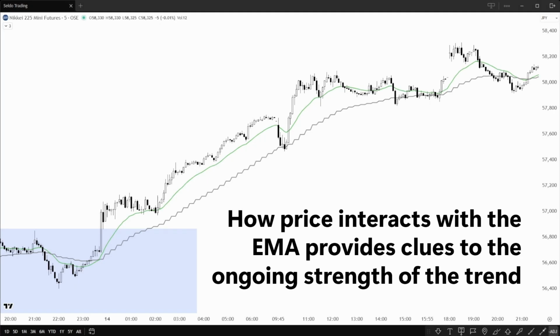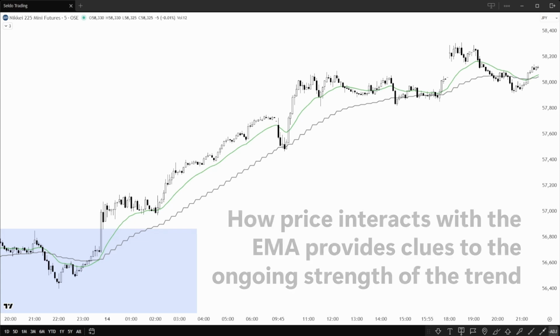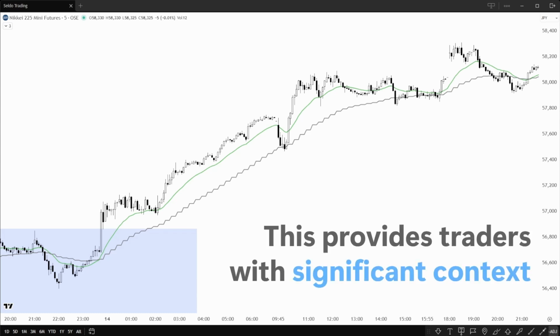EMAs can also indicate trend weakening. This is why they're so useful for traders. When a trader sees a significant amount of price action below the moving average in a bull trend, it may indicate that the trend is losing momentum.